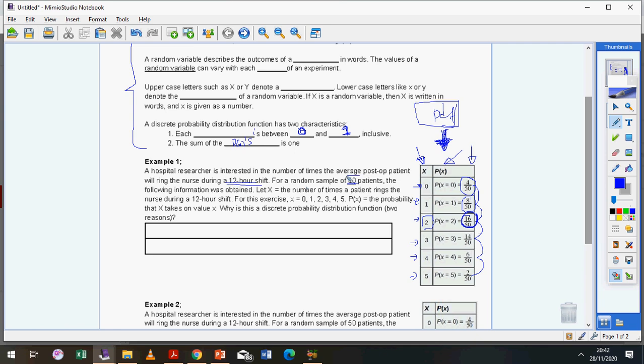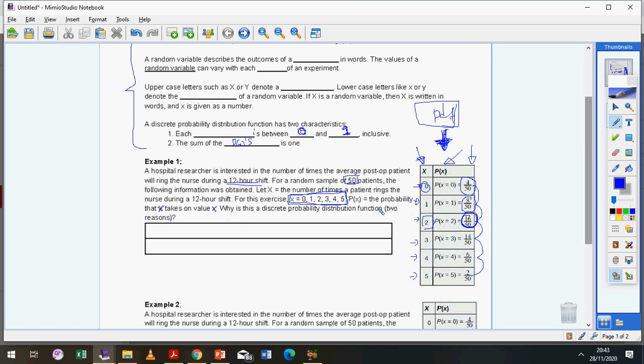And remember, it's only 50 patients that were sampled. So for this exercise, x equals 0, 1, 2, 3, 4. This is the random variable because these are the times that a patient calls the nurse. Those are the things that are changing, so that's your random variable. P(x) is the probability that capital X takes on the value x. That's just telling you that P(x) is the probability of x. As straightforward as that. So they're asking you, why is this a discrete probability distribution function?